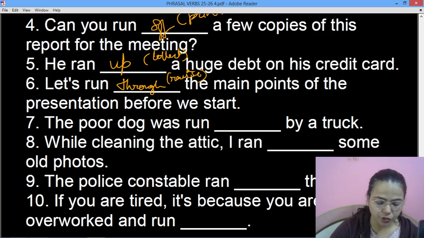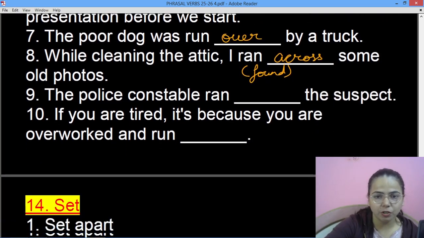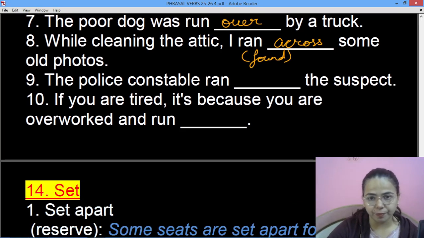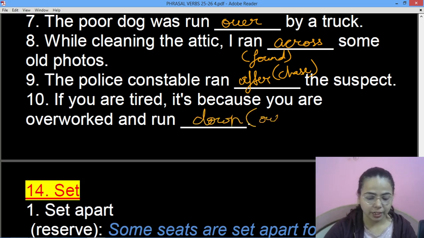Okay, the poor dog was run over by a truck. While cleaning the attic, I ran across means I found some old photos by chance. The police constable ran after means to chase someone. So he ran after him. If you are tired, it is because you are overworked and run down. Yes, true. Okay, feel weak.